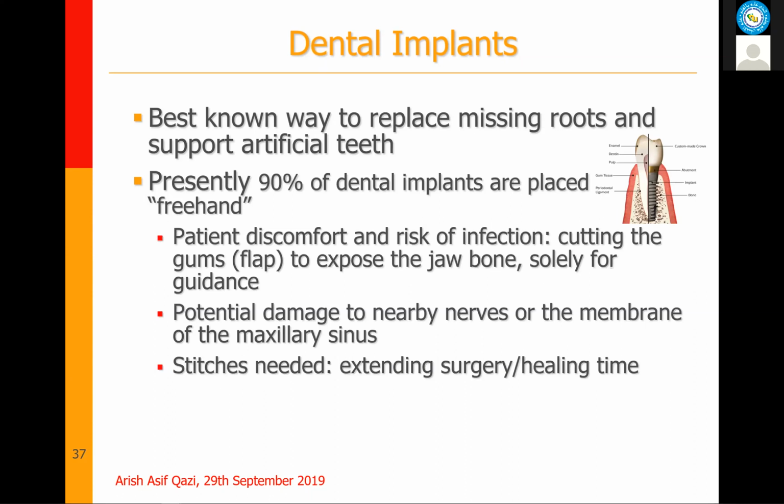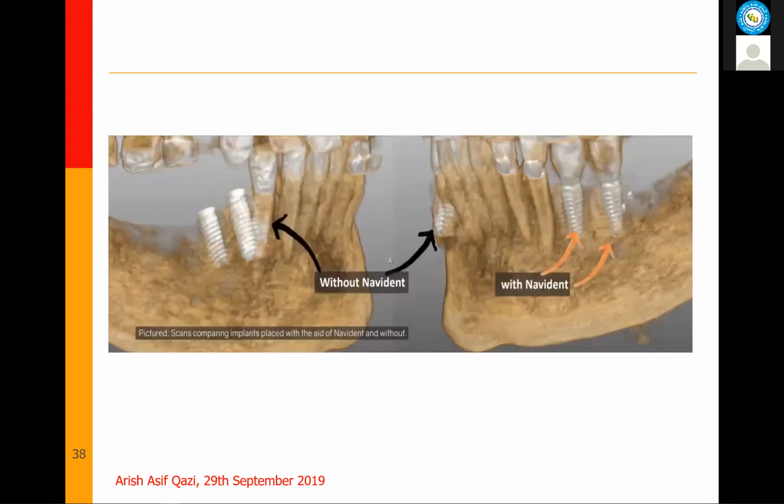And since you have to cut the gums, you have to stitch them up, which extends the surgery healing time. And finally, obviously, since you're doing it manually, it leads to human error, such as the one shown over here. These were 4 implants that were placed in a patient, 2 without Navigant and 2 with Navigant. You can see that the ones without Navigant are actually extruding outside the bone. And this is not good because it leads to much less aesthetically pleasing restorations.